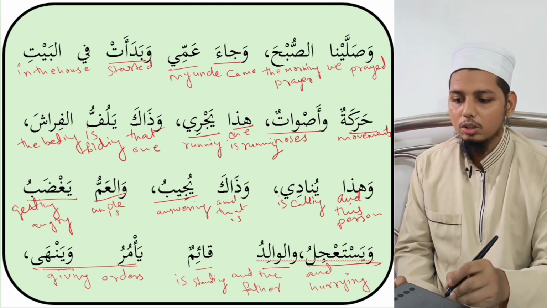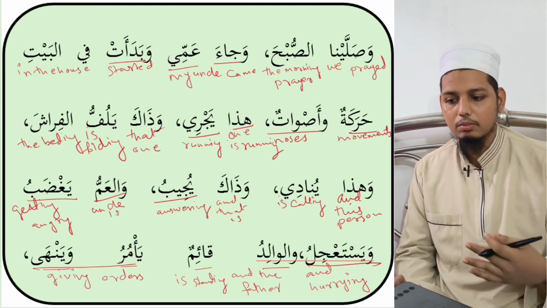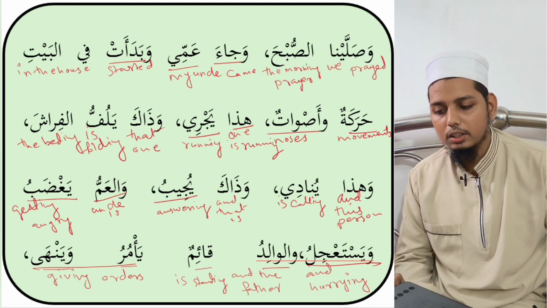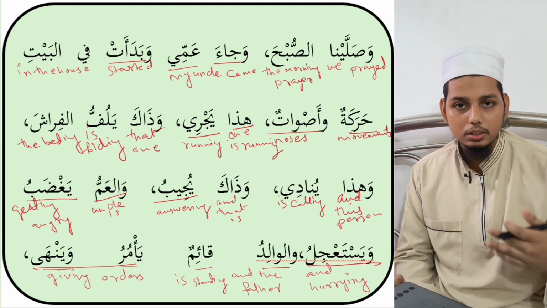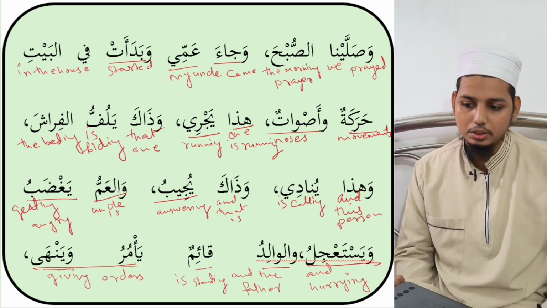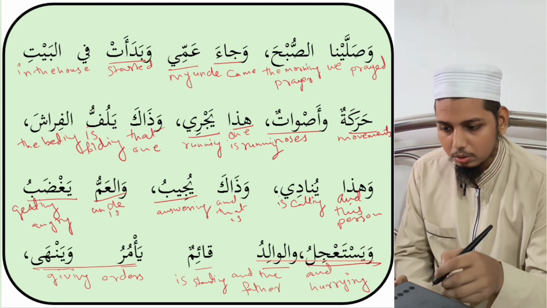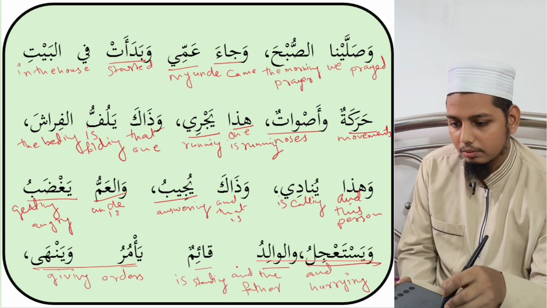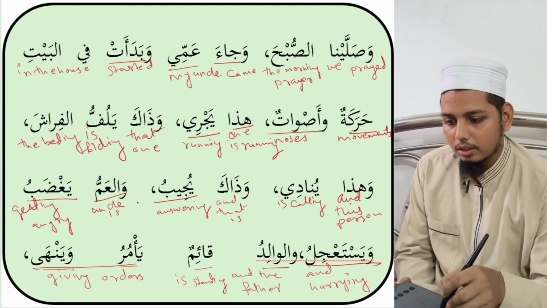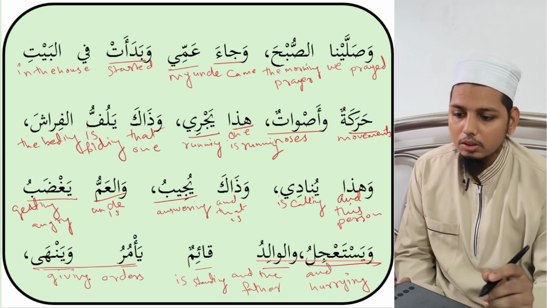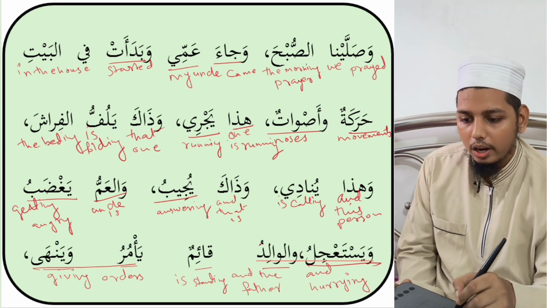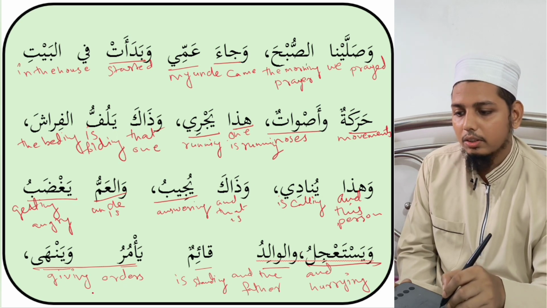Amara ya'muru amran, to give order. Nahya yanha nahyan, it means to give order in negative form, to order not to do something. And ya'mur, to order to do something. You can say giving orders. Wal walidu qa'imun ya'muru wa yanha, and the father is standing giving orders.